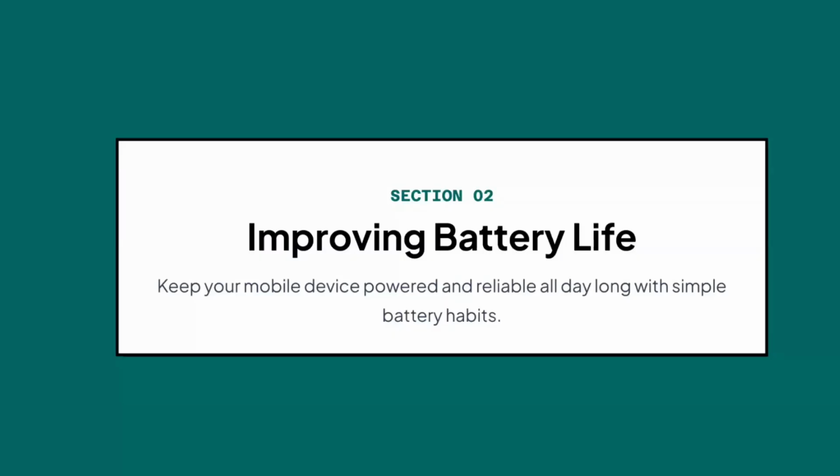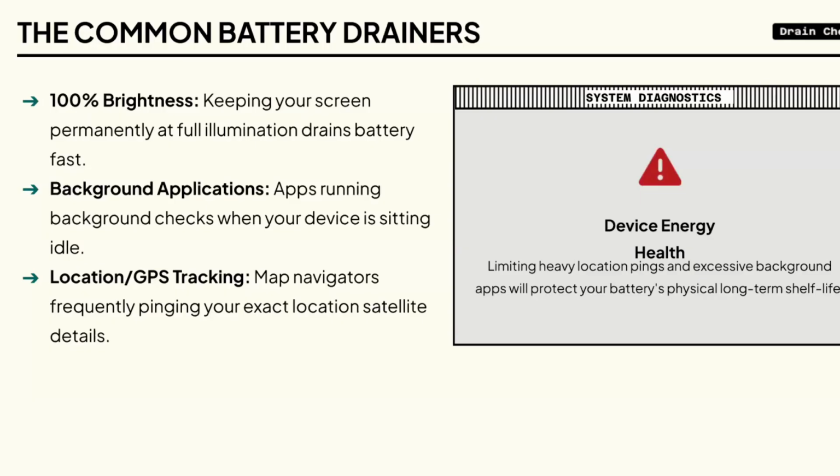Section 2, improving battery life. Keep your mobile device powered and reliable all day long with some simple battery habits. Some common battery drainers. 100% brightness. Keeping your screen permanently at full illumination drains battery fast. Background applications. Apps running background checks when your device is sitting idle. Location and GPS tracking. Map navigators frequently pinging your exact location, satellite details.